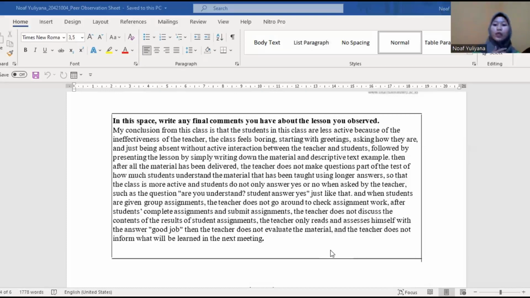And when students are given a group assignment, the teacher does not go around to check the assignment work. After students complete and submit the assignment, the teacher does not discuss the content or result of the student assignment. The teacher only assesses with the answer, good job. Then the teacher does not evaluate the material and the teacher does not inform what will be learned in the next meeting.